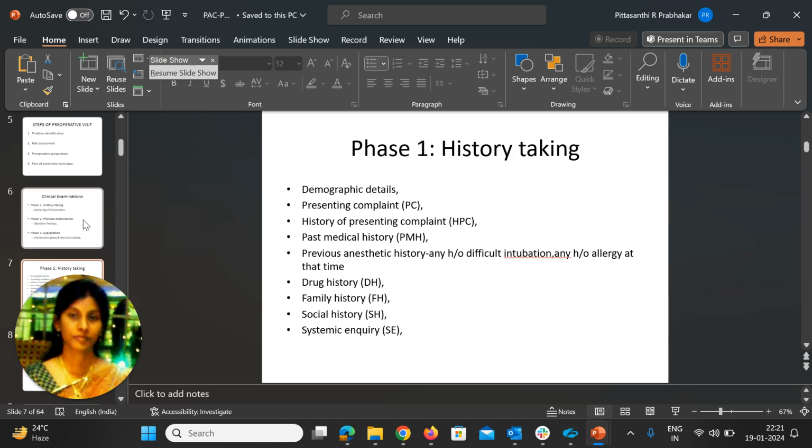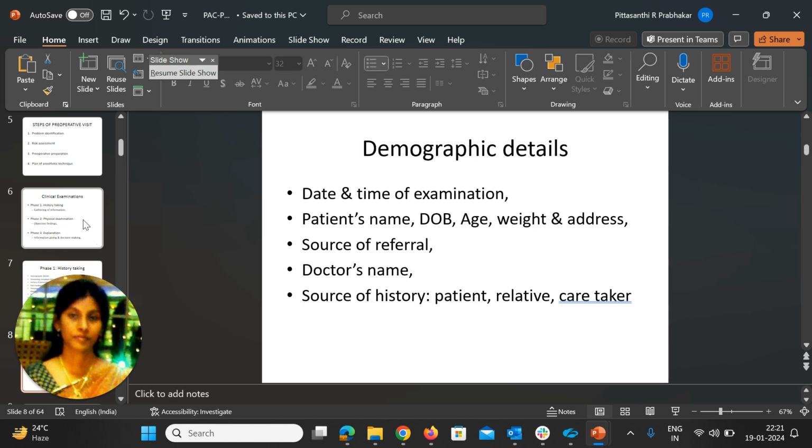In phase 1 of history taking: demographic details, presenting complaint, history of presenting complaint, past medical history, previous anesthetic history, like any history of difficult intubations or any history of allergy at that time, drug history, family history, social history, and systemic inquiry. Demographic details are date and time of examination, patient's name, date of birth, age, weight and address, source of referral, doctor's name, and source of history, like patient, relative, and caretaker.